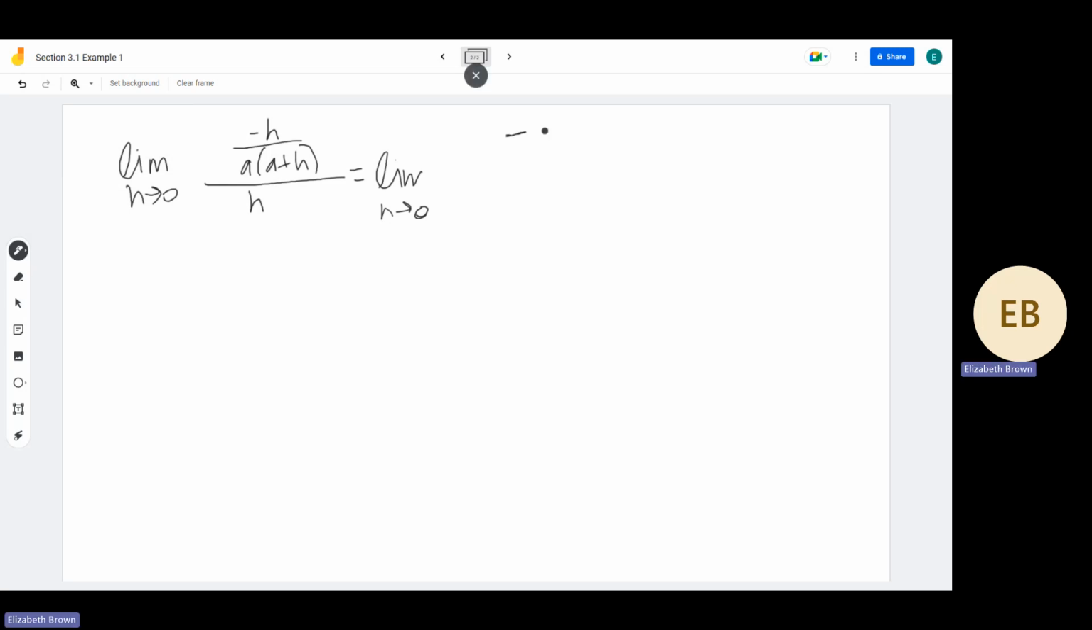Sorry, having trouble with the delay again. There we go. Negative h. But now my ultimate denominator is a times a plus h times h. So I'm going to put that h out in the front just to make it obvious.